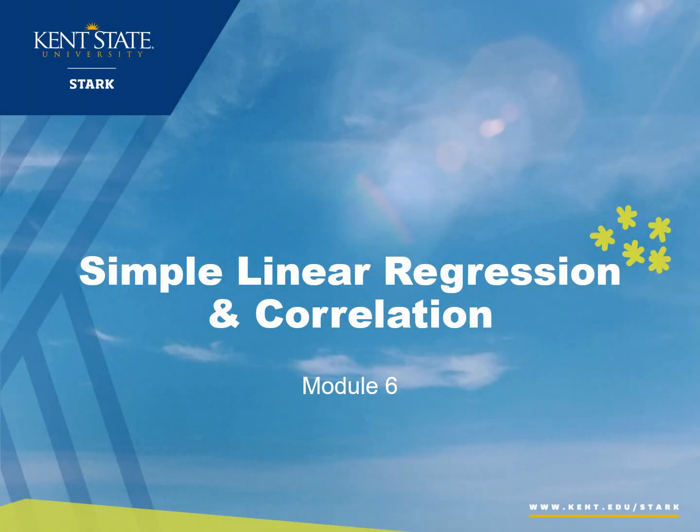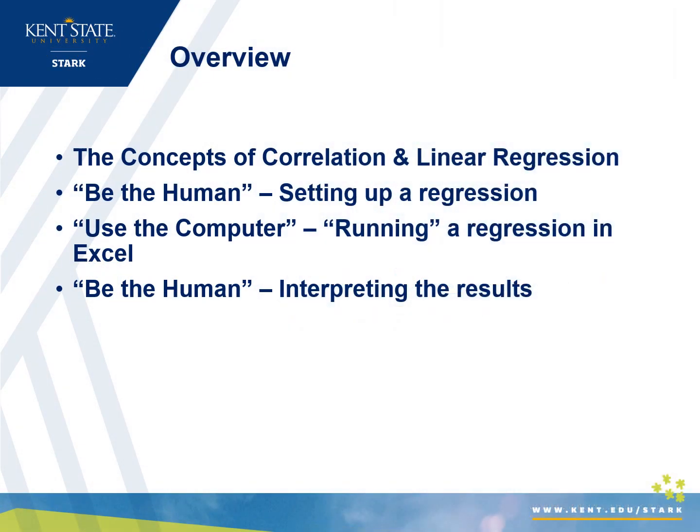Module 6, we're going to be looking more deeply at connections between variables, which can be described using simple linear regression or correlation. In this module, we'll first examine the concepts of correlation and linear regression. Then we'll start with a significant be the human task, setting up the regression. Third, we'll turn to how to use Excel to run a regression. Finally, we'll be the human again and discuss how to interpret the results from a simple linear regression.